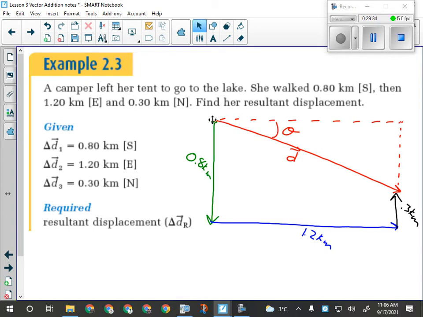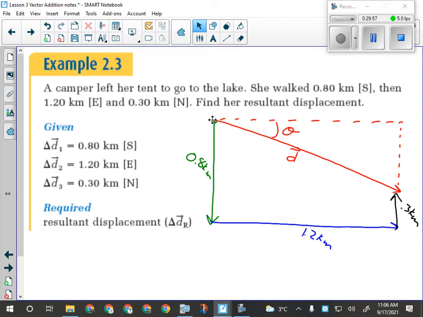From a more visual way of reasoning it out, she went 0.8 kilometers south, and then back, I mean, still over here, but she came back in a north-south direction 0.3 kilometers, which means she only ended up, from a north-south perspective, half a kilometer south of where she started. Everybody with me on that?